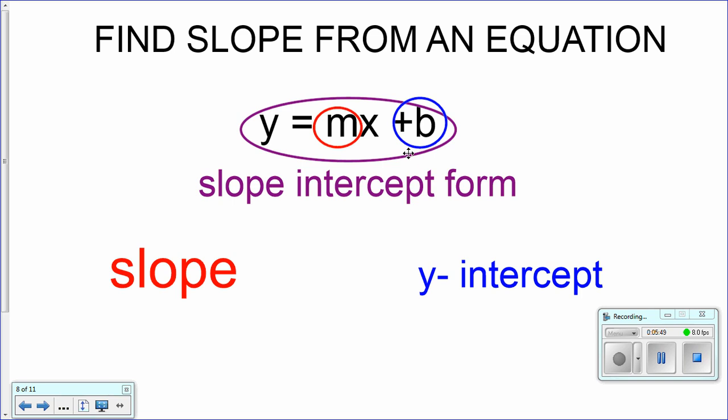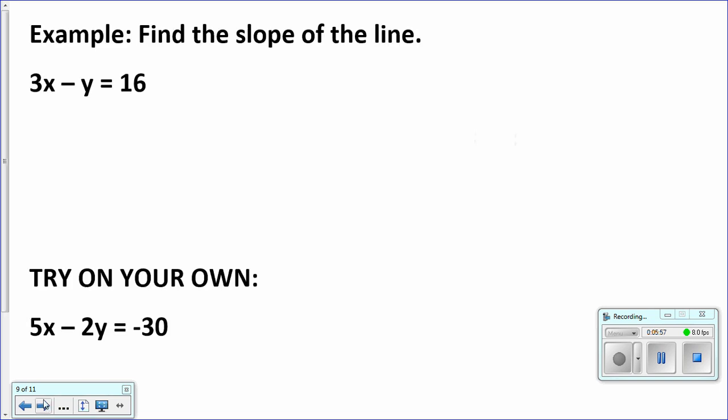So what we're going to have to do is make sure that we get it into slope-intercept form, and then we can find our slope really easily. So guess what? We're going to try it. So here's an equation, 3x minus y equals 16. We need to isolate the y. Because once we get the y by itself, we should have slope-intercept form, and we're good to find the slope then. So the very first thing we need to do is get rid of this 3x, because that's with y, and I don't like it.